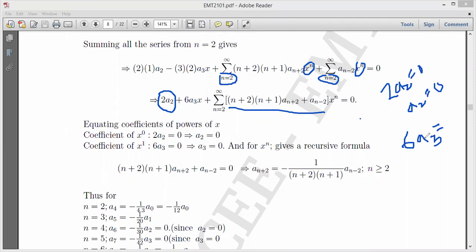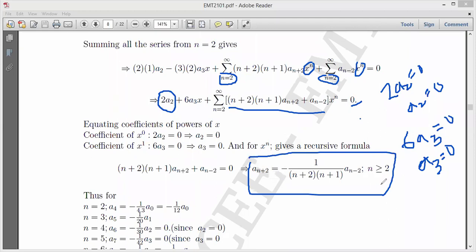Okay, so we have 6a3. On the right-hand side, we have a 0 this way. So this is 0 again. So what happens is again a3 is 0 in that case. So remember, we have remained with this term here. It means to deal with this term here, n must run from 2. That's why we are saying in this case, when we simplify, that n can only run from n equal to 2.